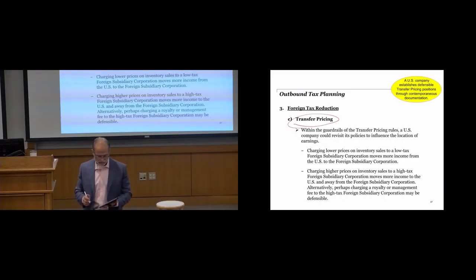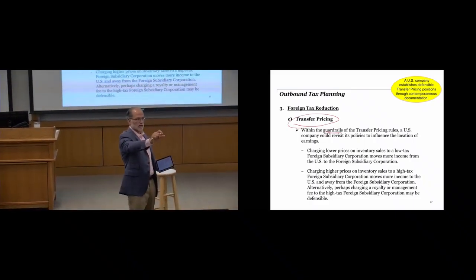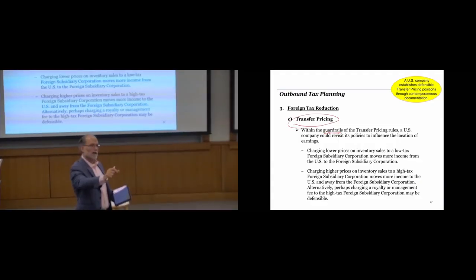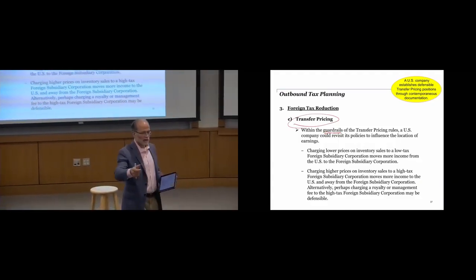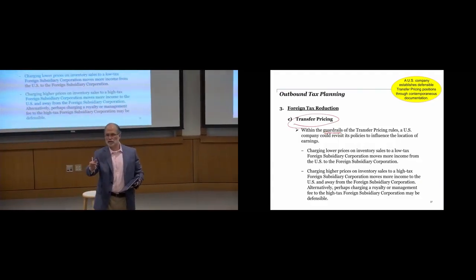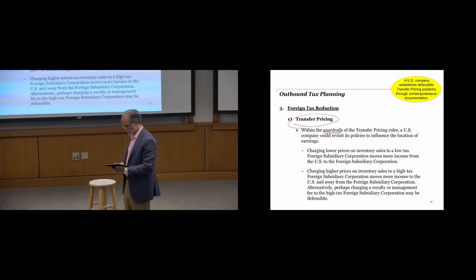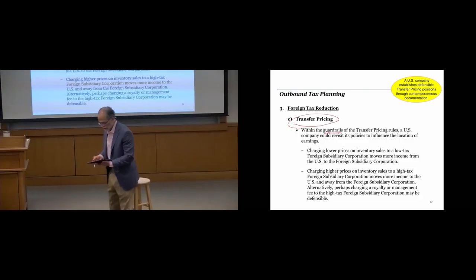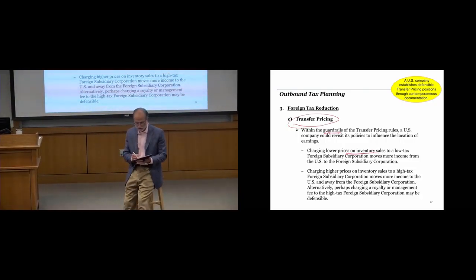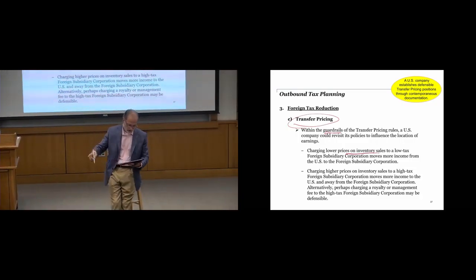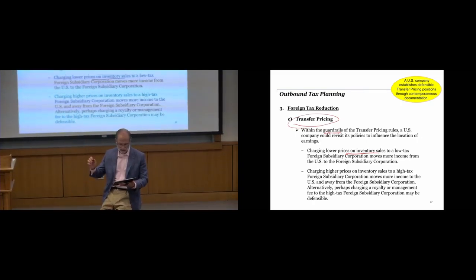baskets. Transfer pricing, I talked about the guardrails and just trying to not manipulate, to push income between jurisdictions within the range, seeing what that does to the overall tax liability. And so, charging lower prices on inventory sales to a low tax foreign jurisdiction moves income from the United States to the foreign subsidiary corporation, right?